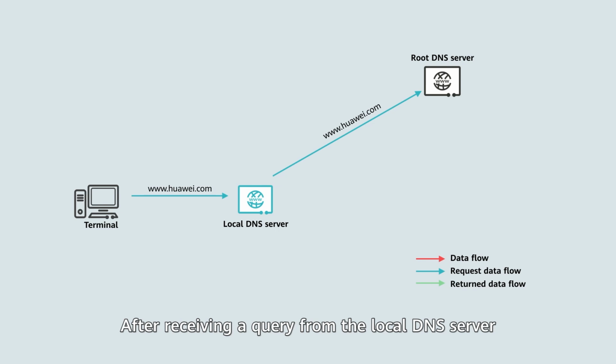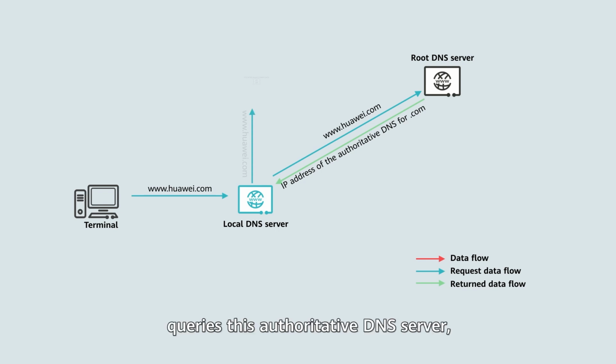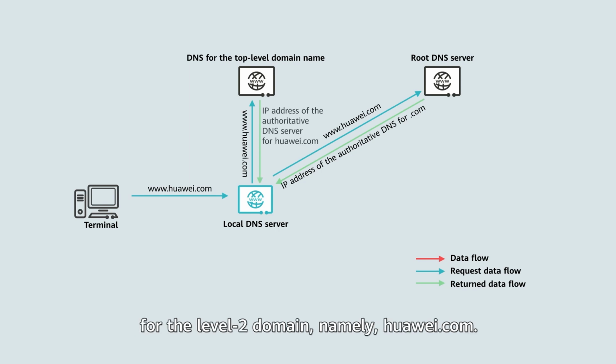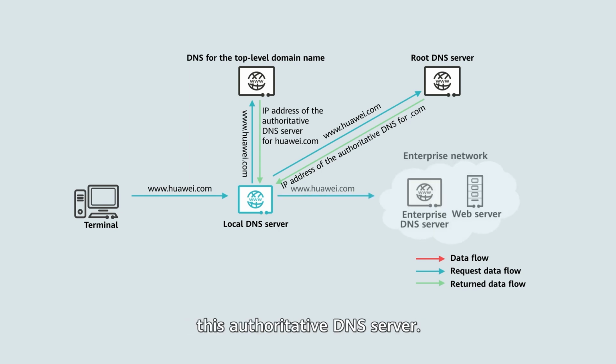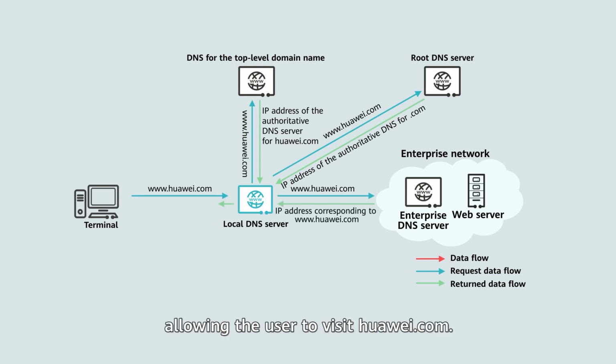After receiving a query from the local DNS server for the IP address of Huawei's official website, the root DNS server returns the name and IP address of the authoritative DNS server for the top-level domain, namely .com. The local DNS server then queries this authoritative DNS server, which returns the name and IP address of the authoritative DNS server for the level 2 domain, namely Huawei.com. The local DNS server then queries this authoritative DNS server. Because this DNS server is the right server, it provides the IP address of Huawei's website to the local DNS server, allowing the user to visit Huawei.com.